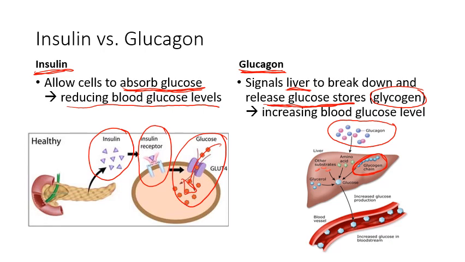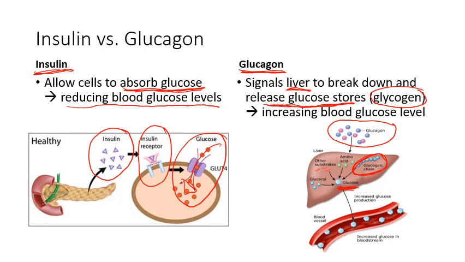It's going to trigger that glycogen molecule to break down into individual glucose molecules, just at the bottom of the liver there. And eventually those individual glucose molecules will be released back into our bloodstream, which will overall cause an increase in our blood glucose levels. So insulin is responsible for reducing our blood glucose levels and bringing that glucose into our cells.